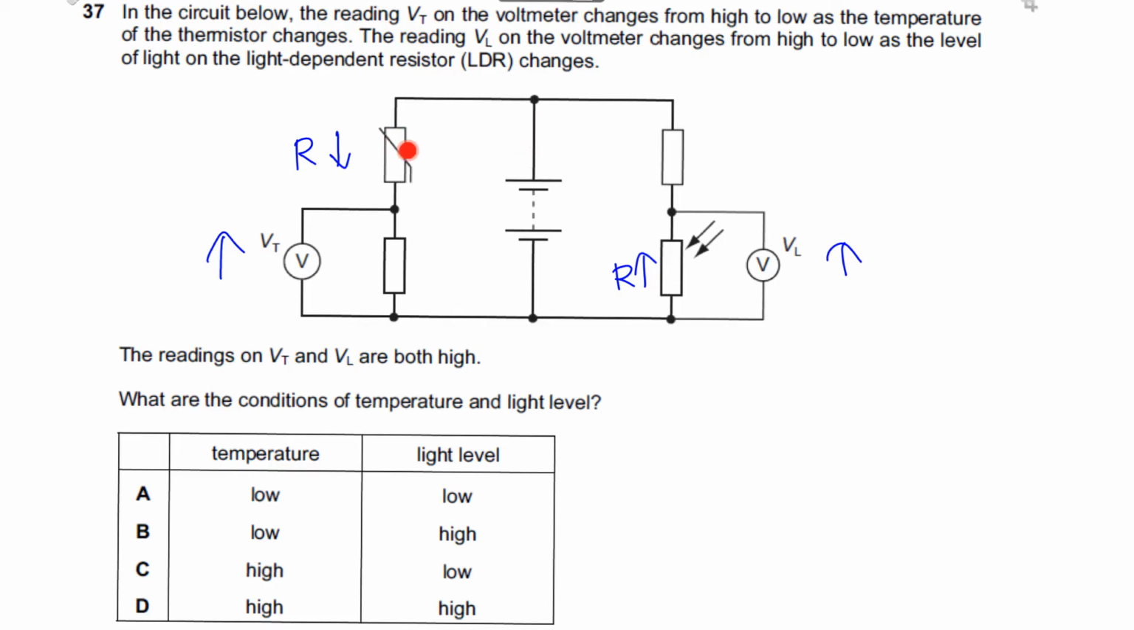So how to get a low voltage here is when the resistance is low. And how do you get resistance low? When it's hot or cold? Hot. So temperature has to be high. So it's either C or D. Then we go on to the other side.